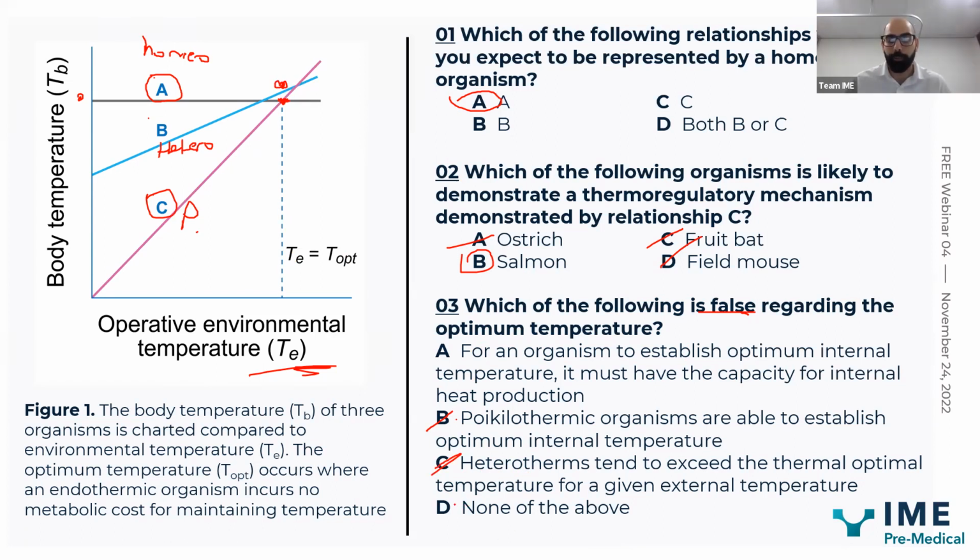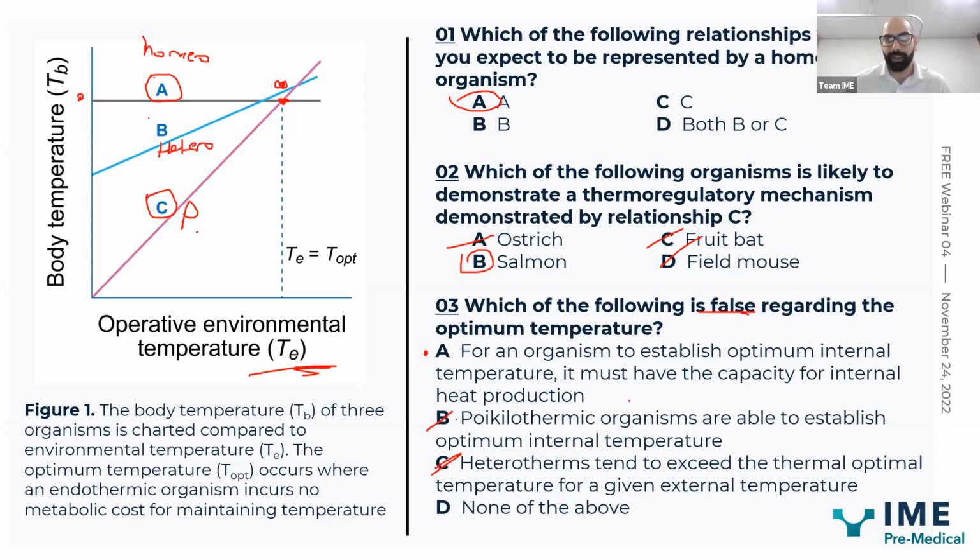Finally, none of the above. Well, this is dependent on this option here. So if this option is incorrect, the answer is D. If this option is false, then the answer is A. So if we take a look, it says for an organism to establish optimum internal temperature, it must have the capacity for internal heat production.